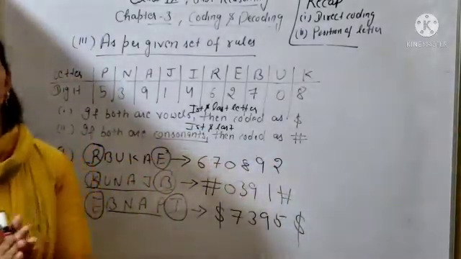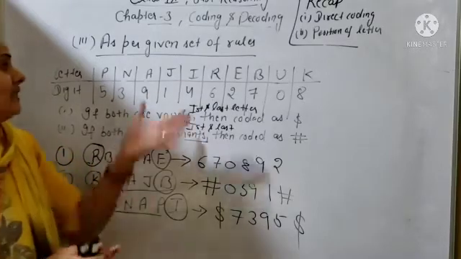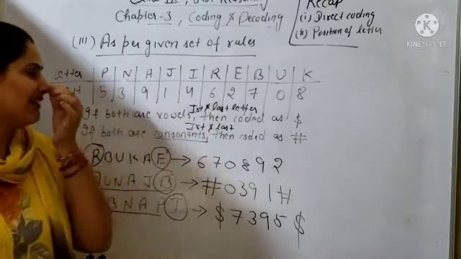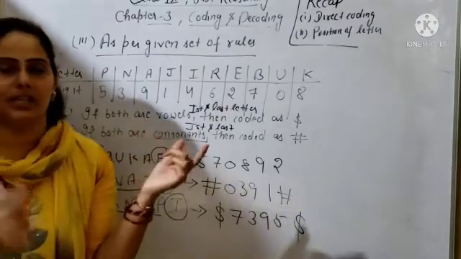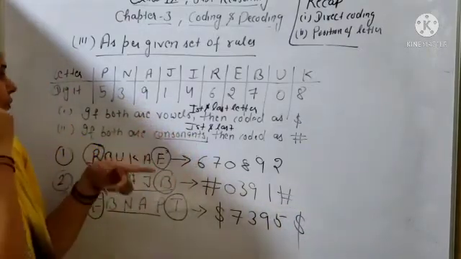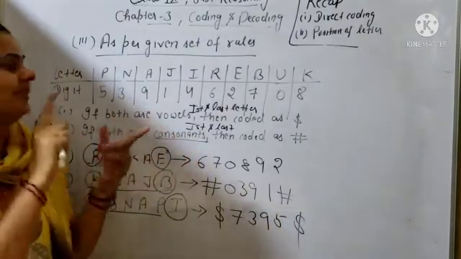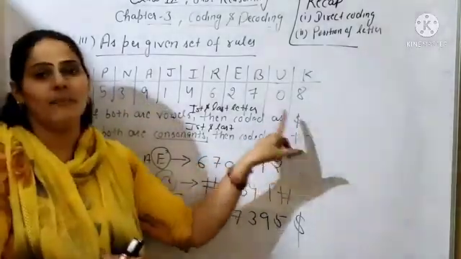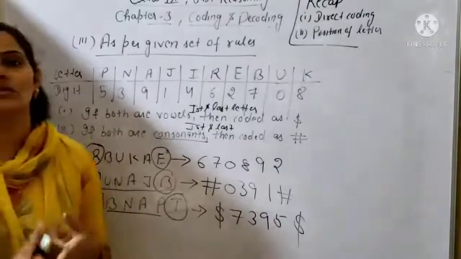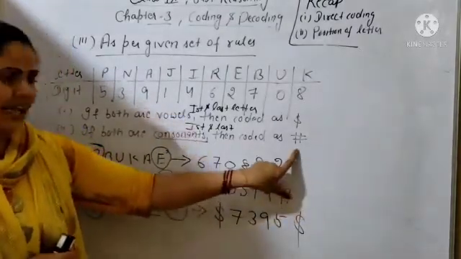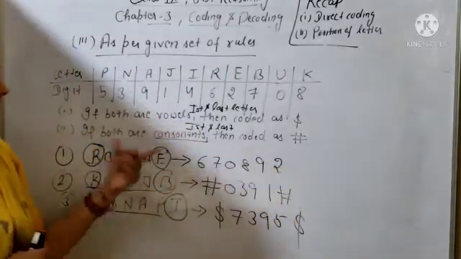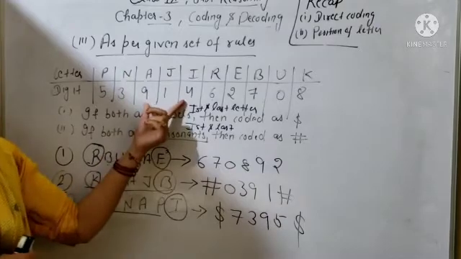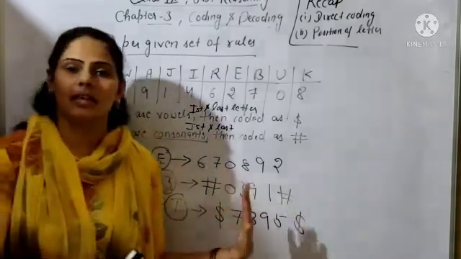Third type is as per given set of rules. In this, a set of rules is given, a table is given, and after that some conditions are given. You have to follow this. First condition: if both first and last letter are vowels, you will represent it by dollar. If both first and last letter are consonants, then you will represent it by the sign H. Clear? After that, all other letters you will represent by these digits. Clear all of you? So this is the third rule, beta.